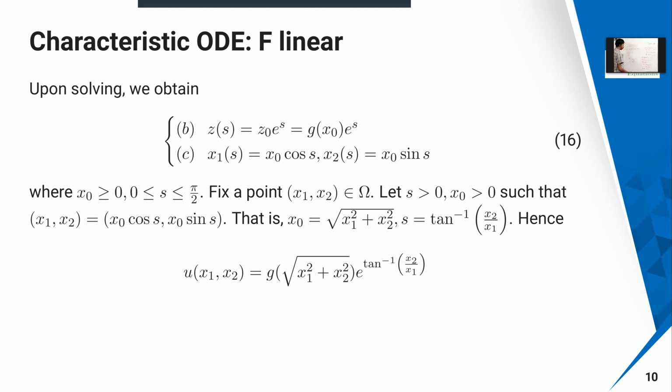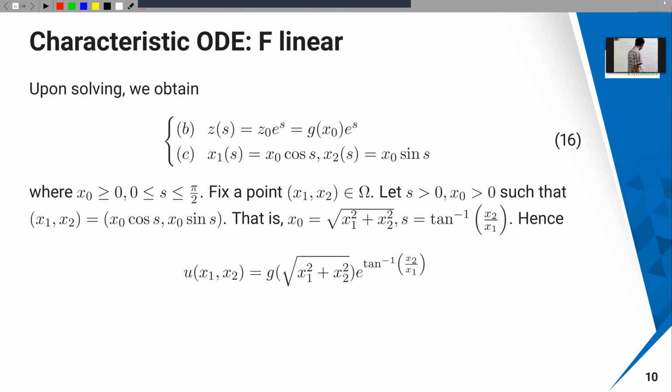I have a boundary condition u equal to g, and z is nothing but u. So u equal to z equal to c e power s, and u equal to g is given. Therefore, if I put that boundary condition, you get u equal to z equal to g of x naught into e power s squared on the boundary.